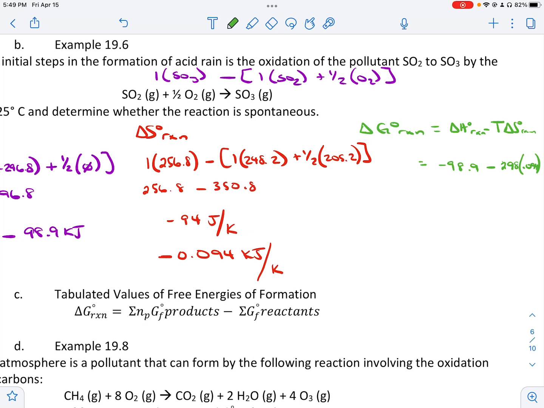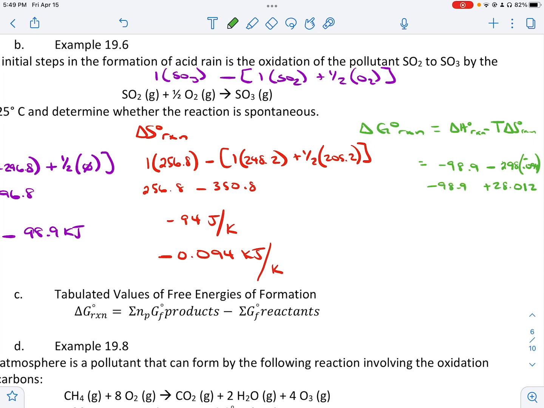All right, so let's go ahead and do our math there. It's going to be pretty negative. So let's see what we got. Times that by 298. We've got negative 28 there. And it should actually be, wasn't our delta S negative? So that's a negative, so that's positive 28.012. And then we've got negative 98.9.